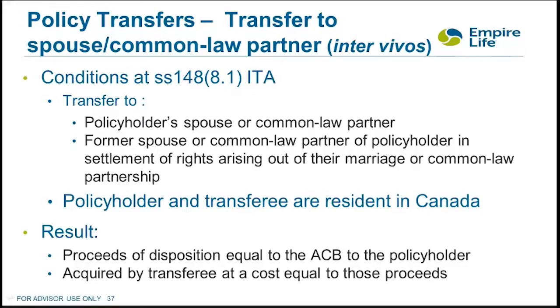If subsection 148(8.1) applies, the interest is deemed to have been disposed of by the policyholder for proceeds equal to the adjusted cost basis of the interest immediately before the transfer. And it's also deemed to have been acquired by the transferee at a cost equal to those proceeds, so still at the ACB of the policy. Subsection 148(8.1) is an automatic rollover provision. However, the policyholder can elect out of the automatic rollover by filing an election in their tax return for the year of the transfer. If the policyholder elects out of the rollover rules under subsection 148(8.1), then we're back to the non-arm's length transfer rules in subsection 148(7).